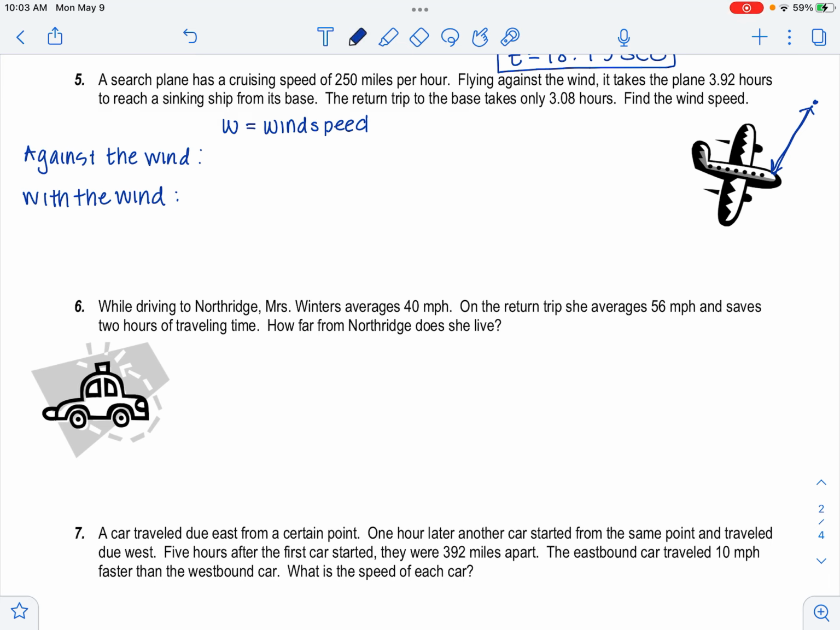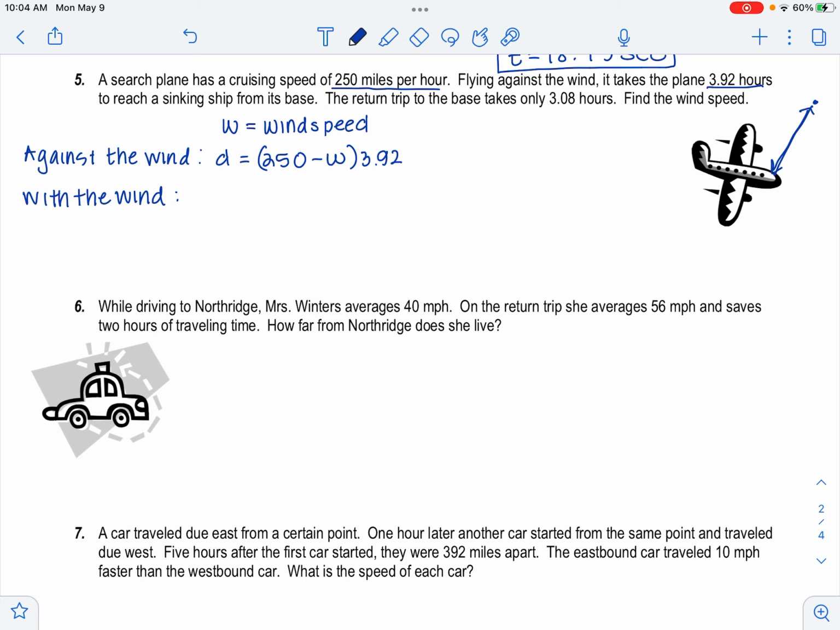Okay, so distance equals rate times time. The distance, which I don't know, but once again, it's the same as the other distance, so it's fine. I need the rate. So it says it has a cruising speed of 250 miles per hour, but it is flying against the wind. If it's flying against the wind, that means it's fighting the wind, which is slowing it down. So I have to subtract the wind speed off of it, and that's going to be my actual speed, my actual rate. And then times the time, and it said that it takes 3.92 hours.